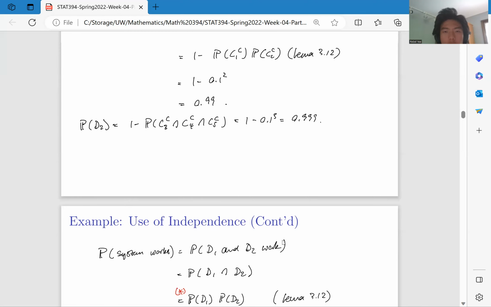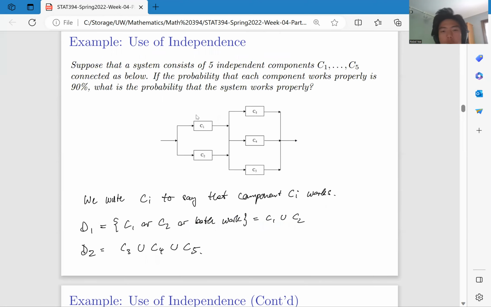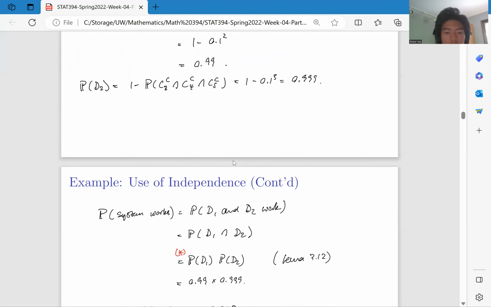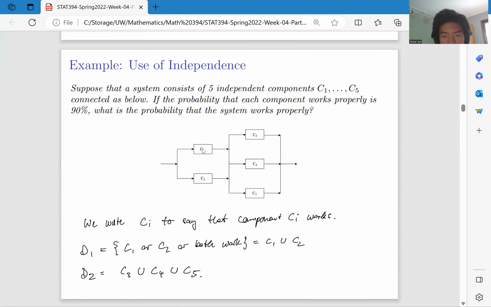And the system works. So how can we know the system works? It must be that this union works and the second union works. So the probability that the system works is the probability that D1 and D2 work. So it's D1 intersection with D2. And remember, C1, C2, C3, C4, C5 are all independent.